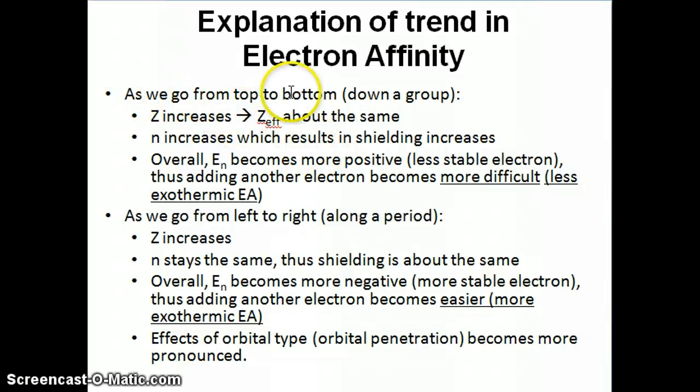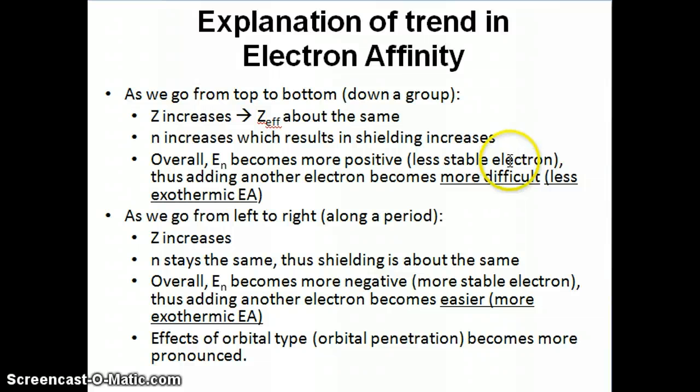When we go top to bottom, we have the same thing that happens for anything: Z is going to go up, n is going to go up, shielding is going to go up, and as a result, as we said before, Z effective stays about the same, but n keeps going up. That makes the binding energy less and less exothermic, which makes the electron less and less stable. So binding energy becomes more positive, in other words, a less stable electron.